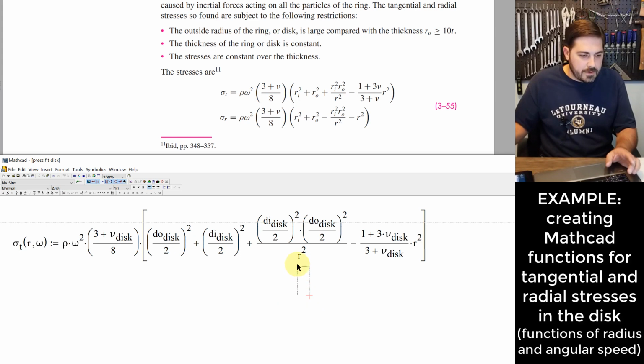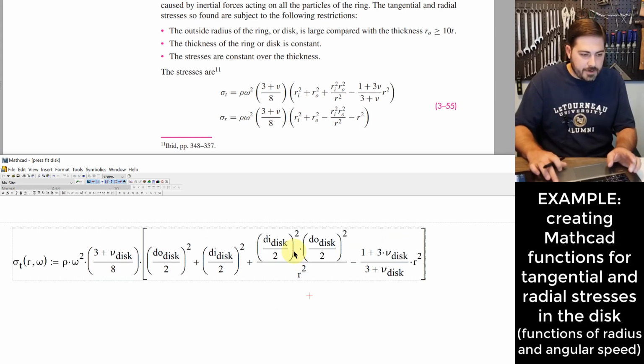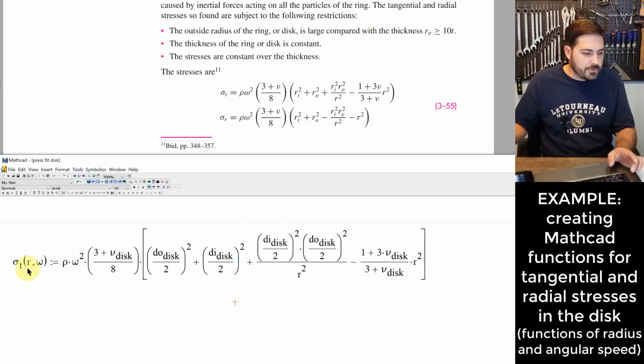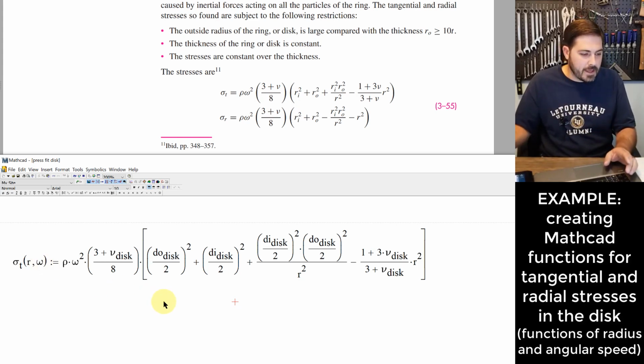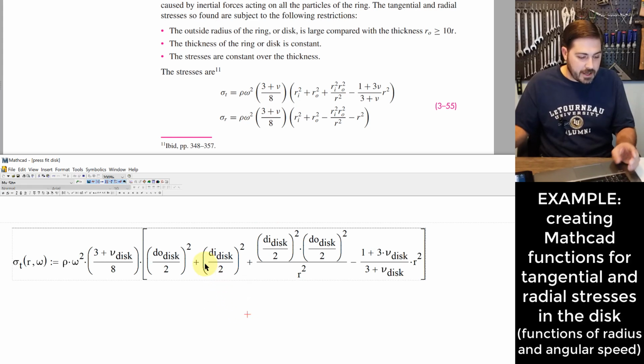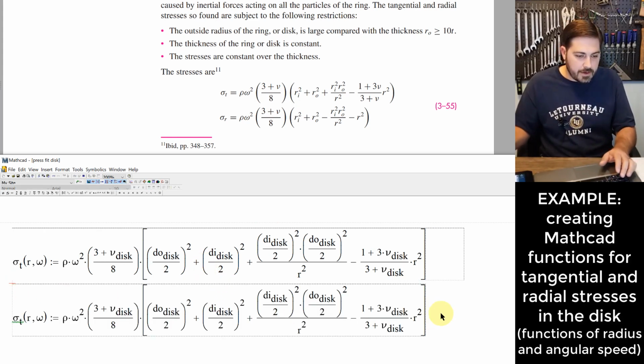Okay, now that gives me a function in terms of r and omega for my tangential stress that's going to be induced at any particular given radius, right? It's a function, so we can pick any radius within the disk at any speed that the disk might be rotating. The next equation is very similar, and again, I'm always one that likes to make my life easier if I can.